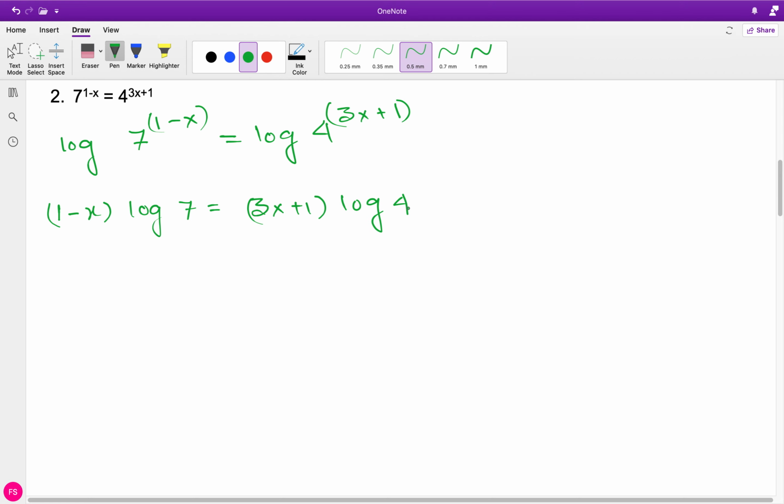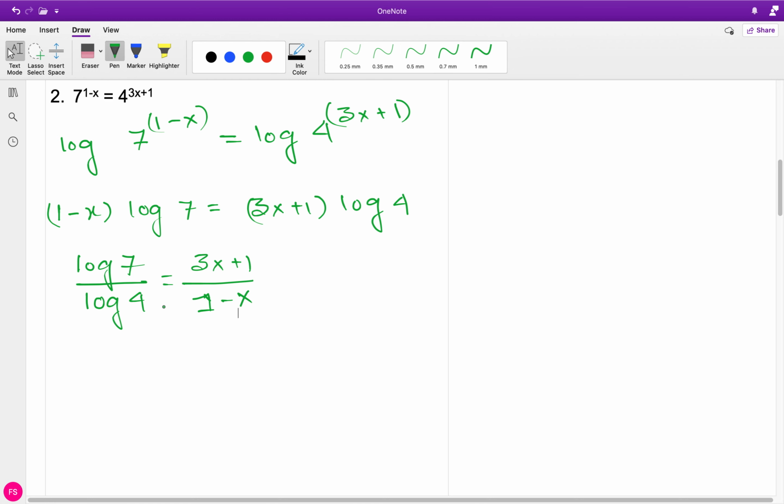Now I'm going to move all the logs to one side and all the numbers to the other side. So log of 7, I will move log of 4 to this side, divided by log of 4, equals 3x plus 1 on this side divided by 1 minus x. So log of 7 over log of 4, you can actually find this value in the calculator. It will give us something around 1.40. That equals 3x plus 1 over 1 minus x.